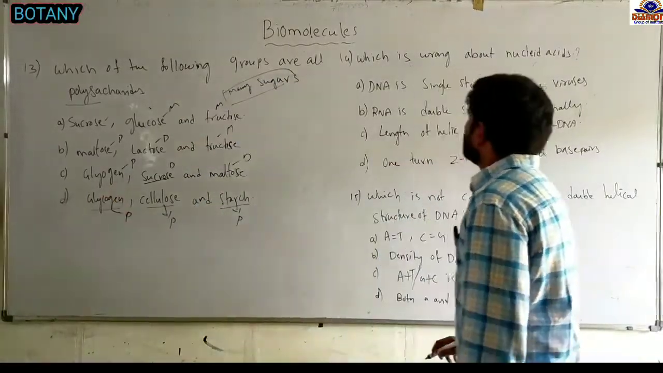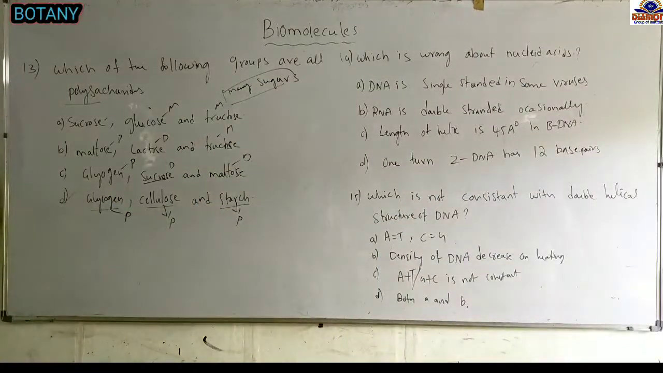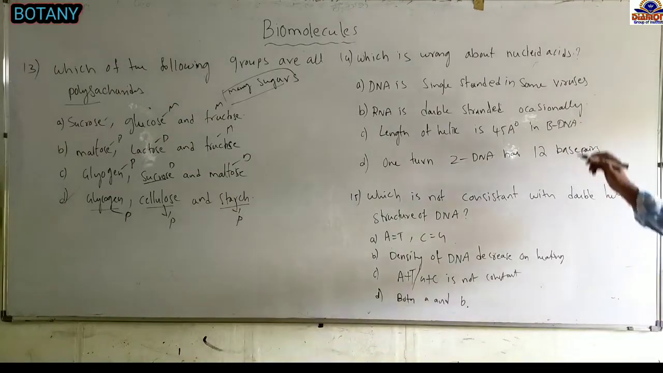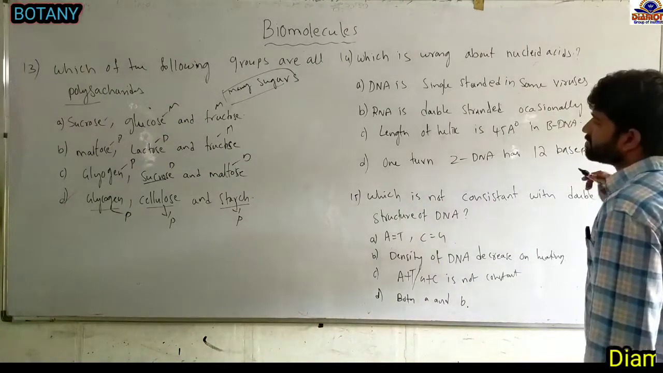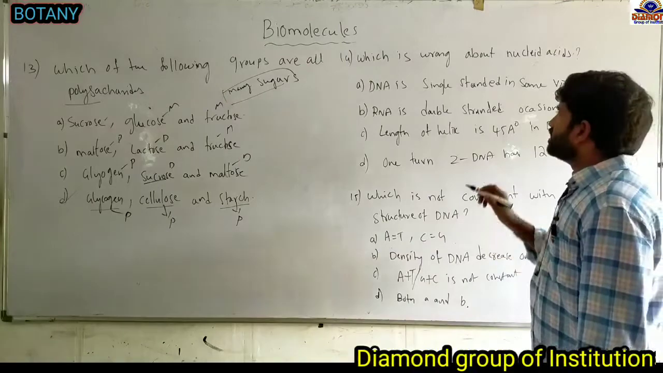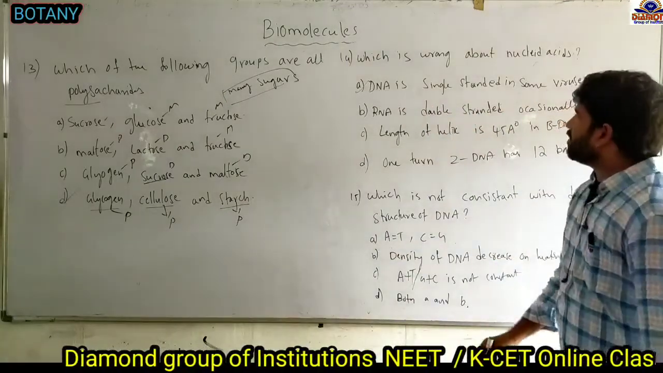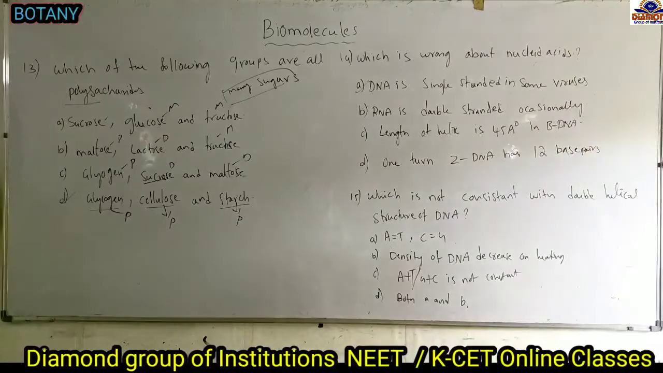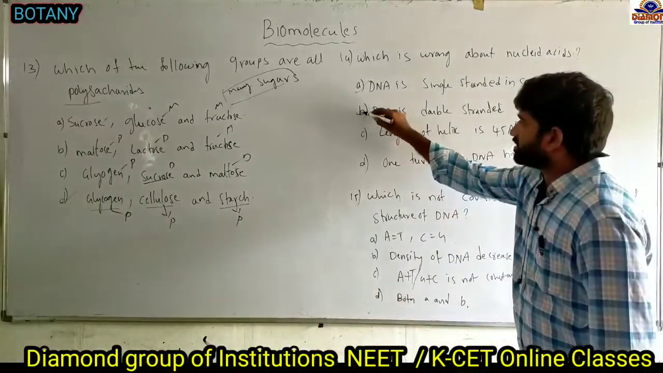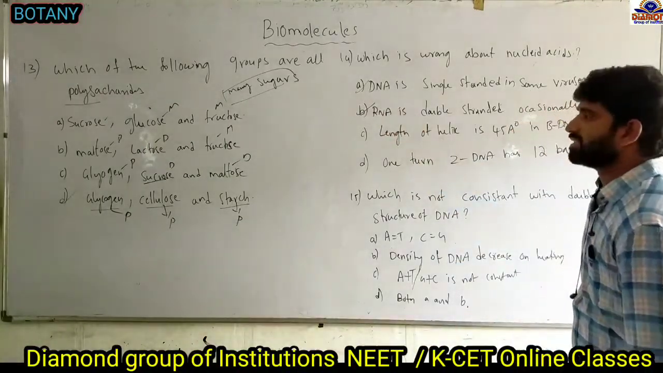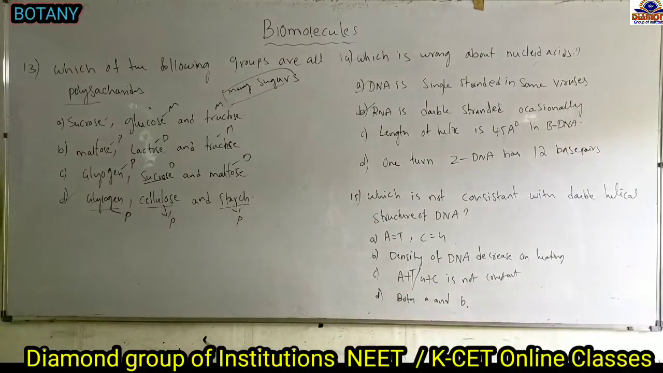Next question, which is wrong about nucleic acids? DNA is single stranded in some viruses. Yes, that is correct. RNA is occasionally double stranded. In some organisms, RNA is also present in double stranded form, for example TMV, and for the single stranded DNA, the example is phi X 174 bacteriophage.